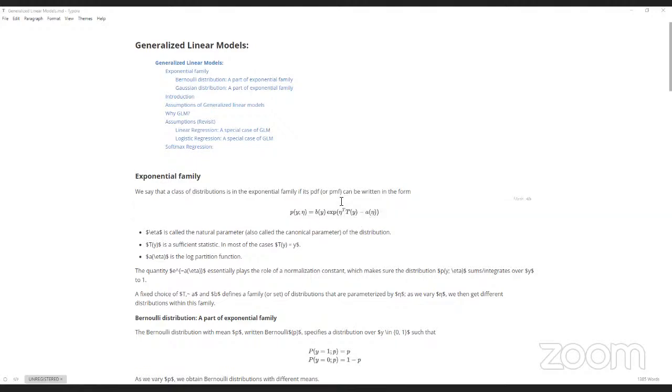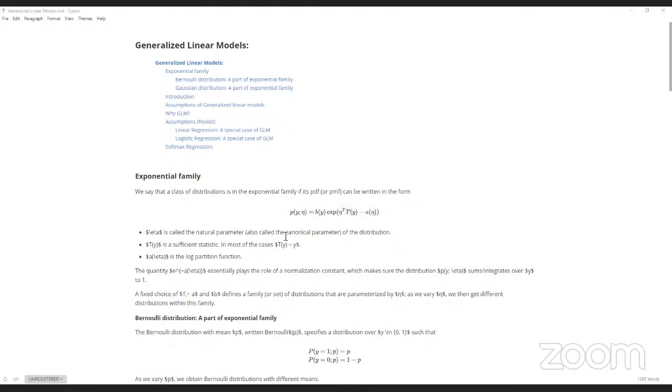So what are these terms here? Just think about the exponential distribution, lambda e raised to the power minus lambda x, right? There lambda is the parameter, x becomes that T of y, and a of eta... we have to take the lambda inside, do some manipulation, and find out what a of eta is, and b of y will become constant there. So that comes from the exponential family.